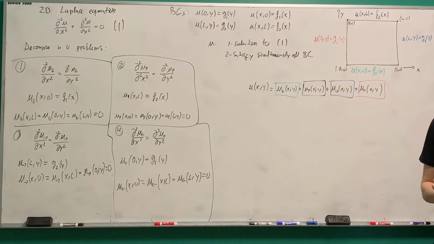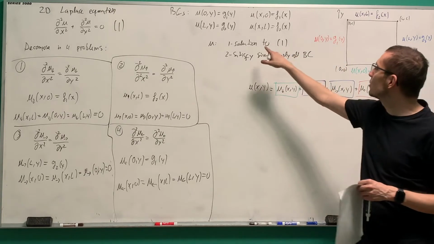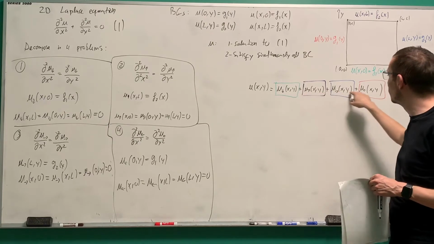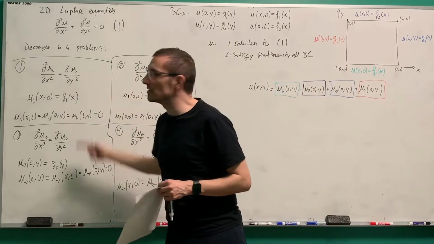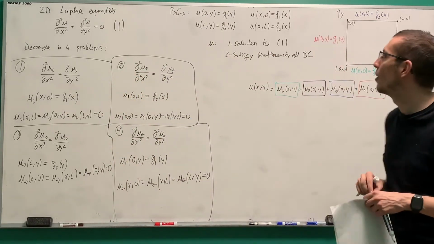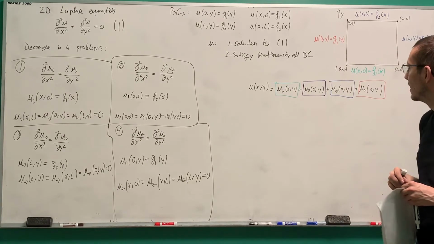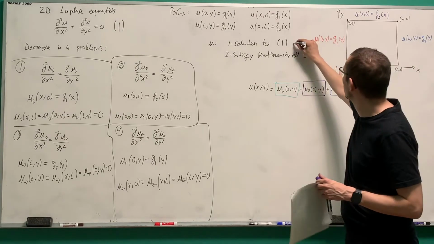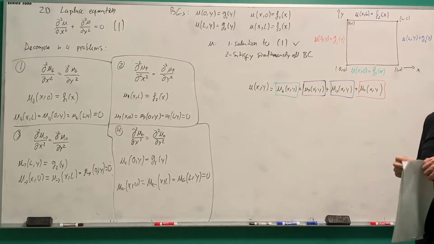All right, so let's check if we have it. Is one a solution if I write it like that? Well, yes, because it's the sum of four solutions of this equation. So certainly it is a solution of the Laplace equation, indeed. Okay, wonderful. This is a tick. Does it satisfy simultaneously all boundary conditions?